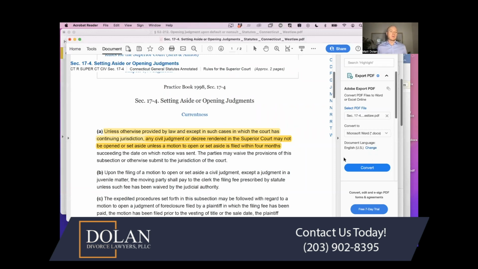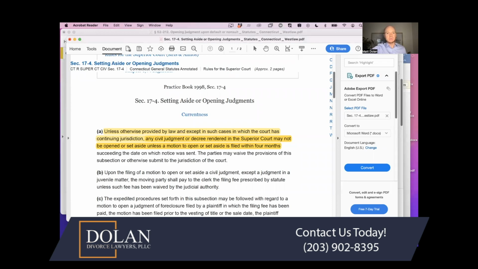So again, in most circumstances, in order to try to have a judgment reopened, you have to file it within 4 months. You might want to present new evidence, or you may have forgotten to make a certain argument, or maybe you forgot to present evidence. It wasn't necessarily new evidence. You just forgot to present it entirely. You can file the motion to open, and the court may or may not grant your motion to open or set aside the judgment. Now, there are circumstances in which you can reopen the judgment after that 4-month waiting period.